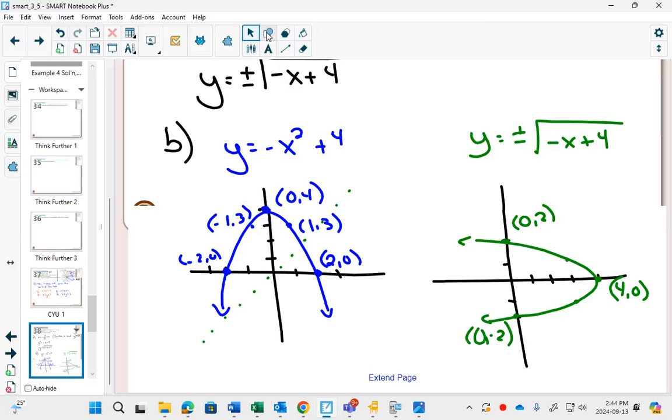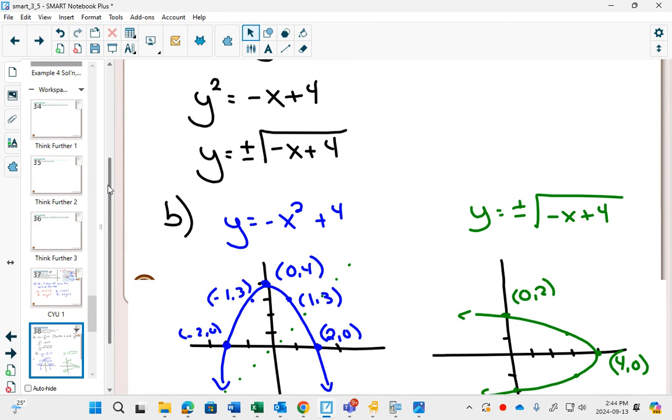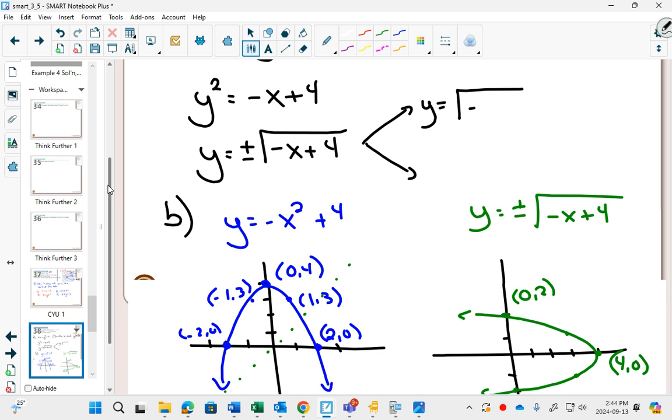Okay, couple of things to note. One, was it hard to switch x and y? No. Could you have graphed it from the equation? Yes, but I think it would have been a little bit more challenging. First of all, with the plus or minus, the plus or minus technically means you have two different equations, one with the plus sign and one with the negative sign.